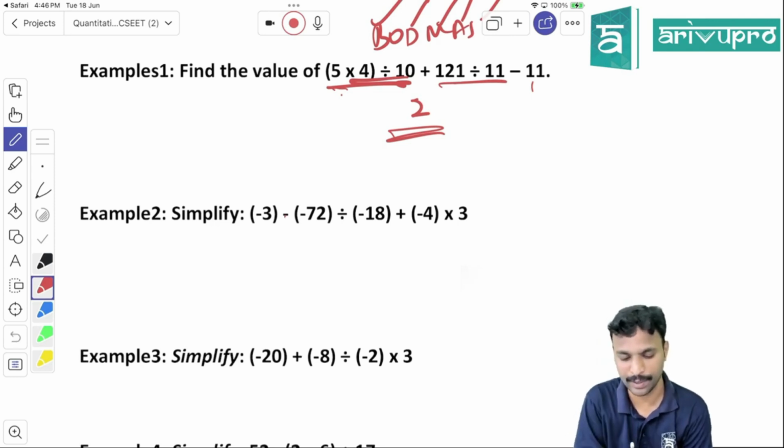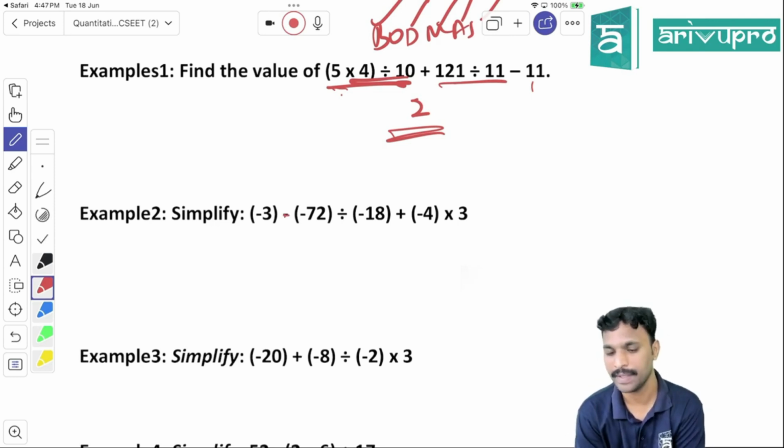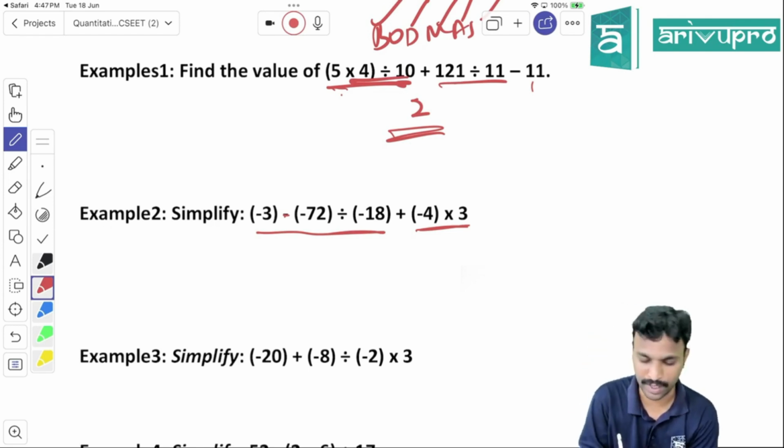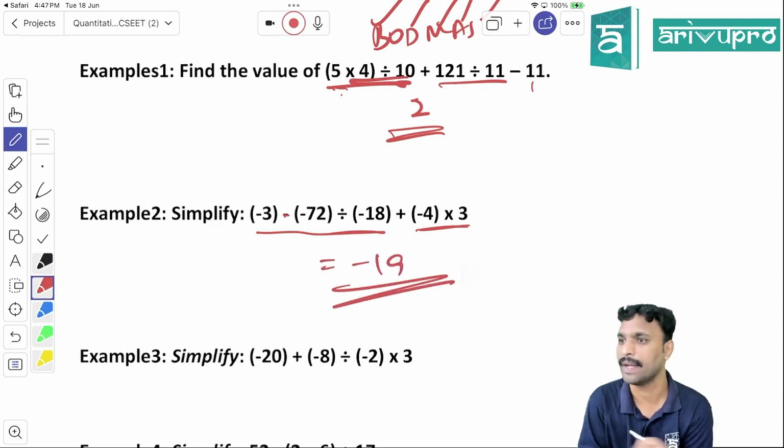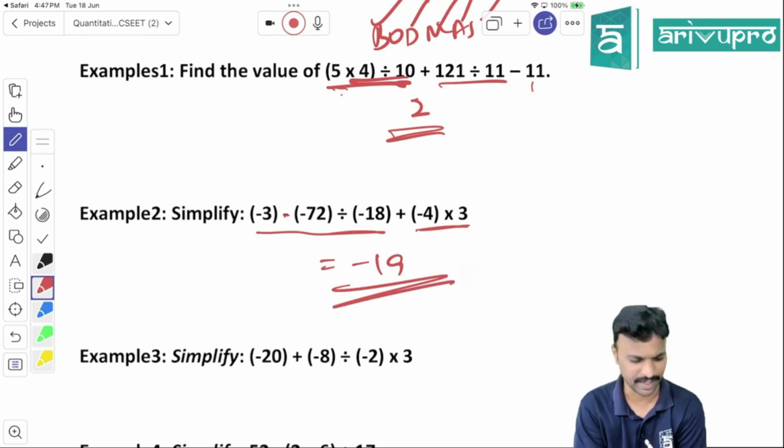But there is a negative sign here. Minus 4 it becomes. So you have minus 3 minus 4. Correct? Minus 7. Minus 4 into 3, minus 12. You have minus 7, you have minus 12. Sum of them is what? Minus 19.